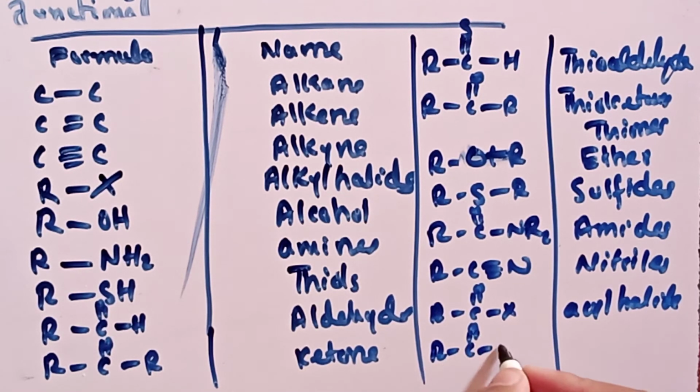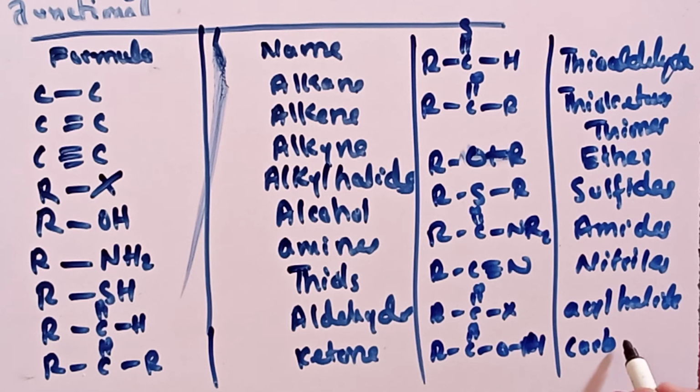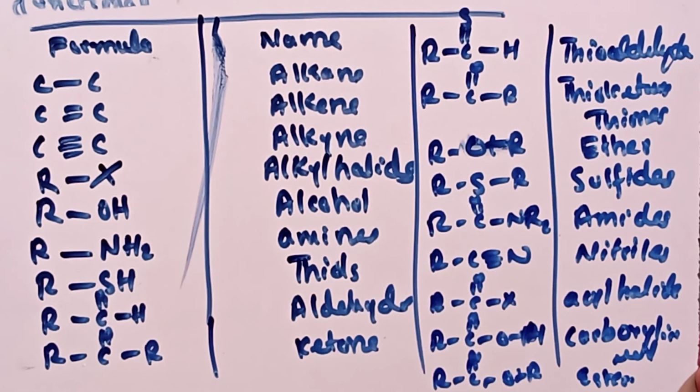When there is RC double bond O with OH attached on one side of the carbonyl group and an alkyl group on the other side, it will be called carboxylic acid. When instead of H there is R attached, it will be called ester.